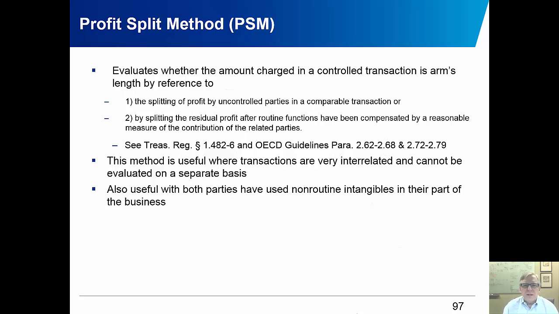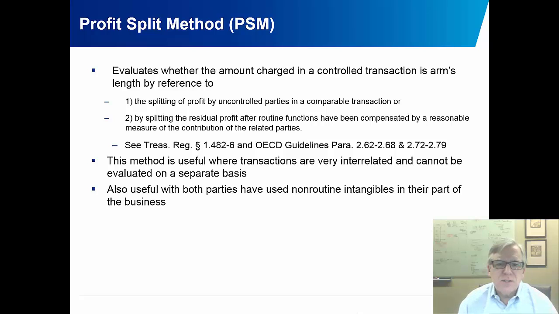So, essentially, going back to that format that we've talked about before, this is a method that evaluates whether the amount charged in a controlled transaction is arm's length by reference to the splitting of the profits by uncontrolled parties in a comparable transaction, that's the comparable profit split, or by the resulting splitting of the residual profit after routine functions have been compensated by a reasonable measure of the contribution of the two parties. Now, all these are summarized in the Treasury Regs 482-6 or in the OECD guidelines.